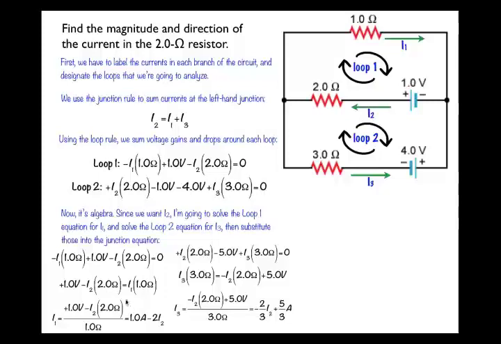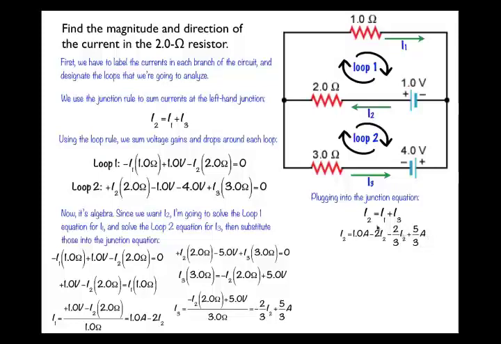Okay, so now I have two equations. One is I1 equals a bunch of stuff, and the other is I3 equals a bunch of stuff. Those are going to get substituted into my junction equation here. So that will become I2 equals 1 amp minus 2 times I2 minus 2/3 times I2 plus 5/3 of an amp. The next thing you would do would get all the I2 terms on one side.